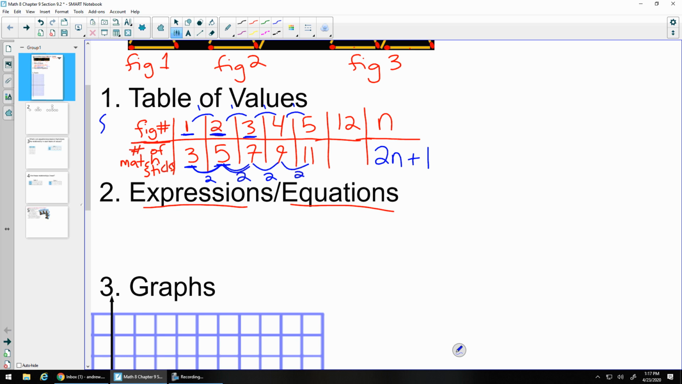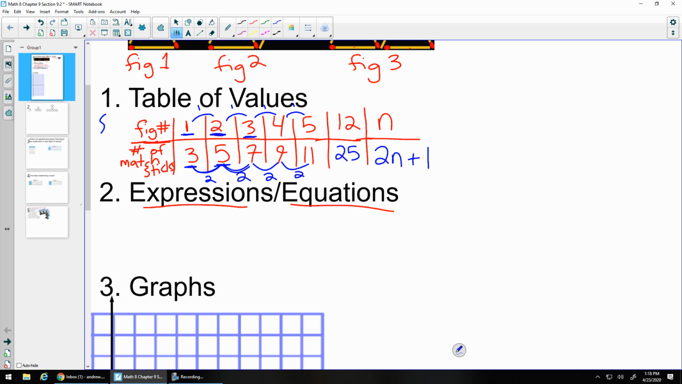So my figure number at any point, I just need to multiply it by 2 and add 1 to get how many matchsticks I would need for that figure number. So for figure number 12, I would multiply it by 2, that's 24, and add 1, so 25 would be how many matchsticks I would need to make figure number 12.